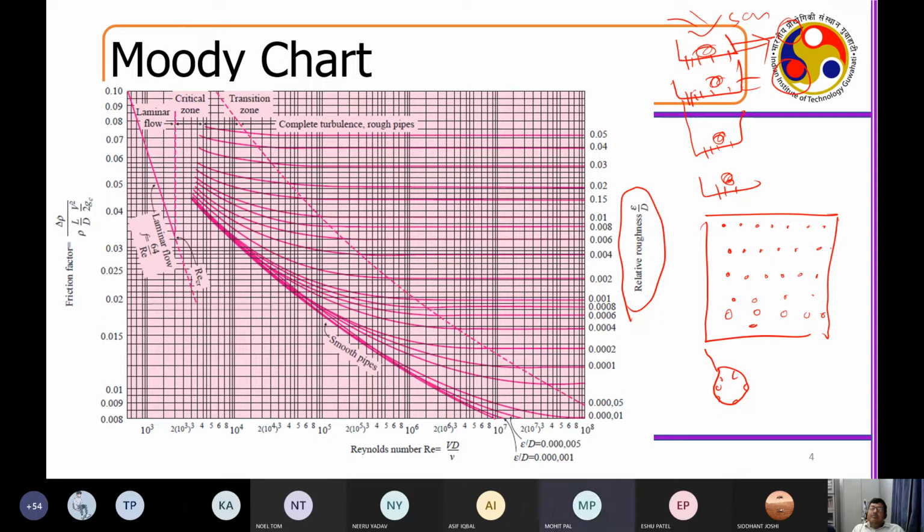Sir, one thing, in the y-axis, are all the grid lines uniform? Like in the x-axis, they have a pattern, like they are according to how they should be. But in the y-axis, they are a bit random, or do they have some pattern? No, the y-axis is also log.